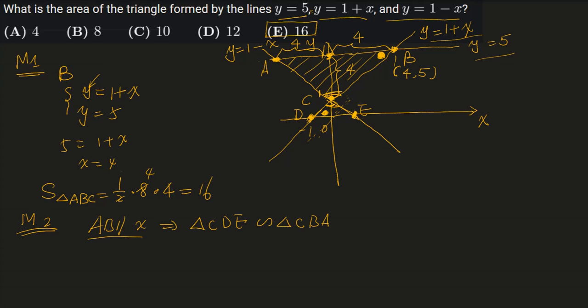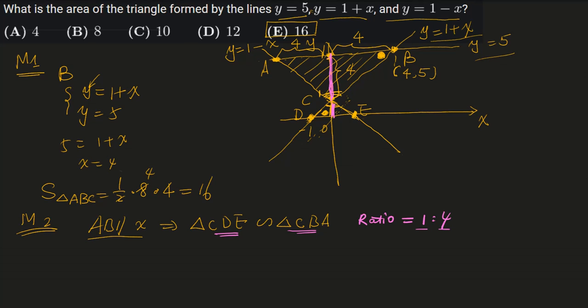Then what's the ratio of the pair of triangles? We know that the height, I'll use a different color, this part, that's 4, right? And this part is 1. Therefore, the ratio of these two similar triangles is 1 to 4. That's the smaller one to the larger one, 1 to 4. Good.